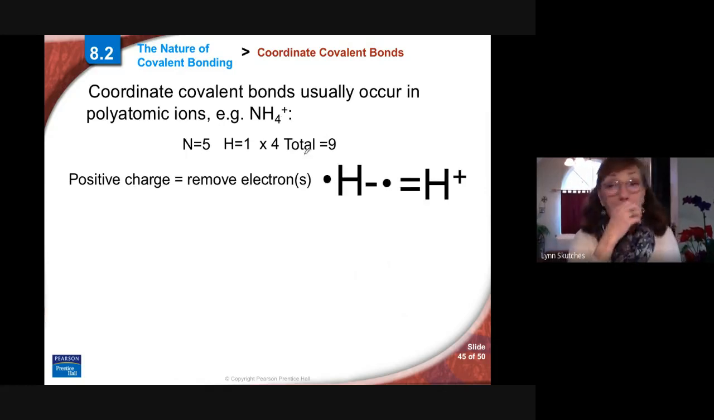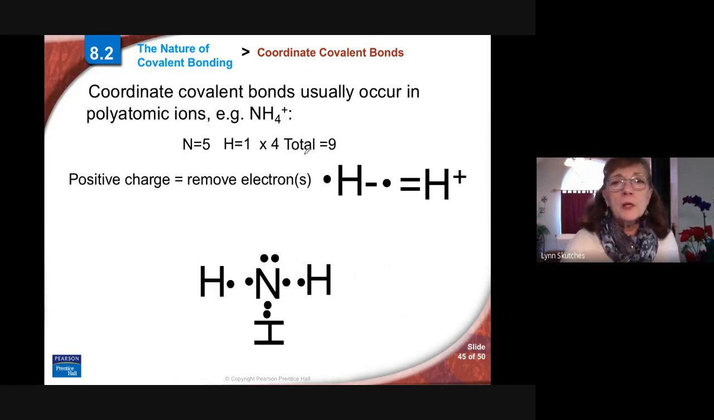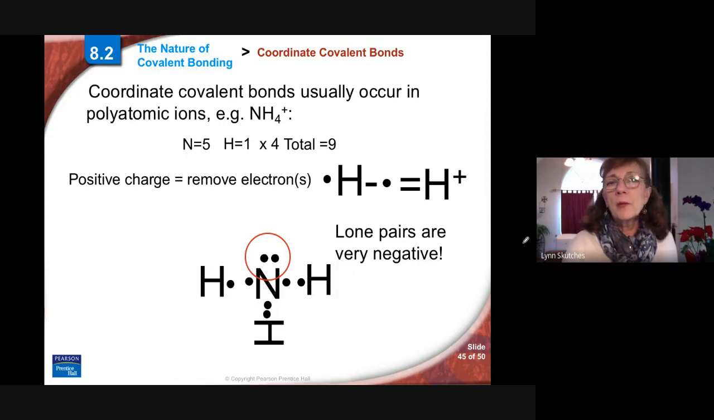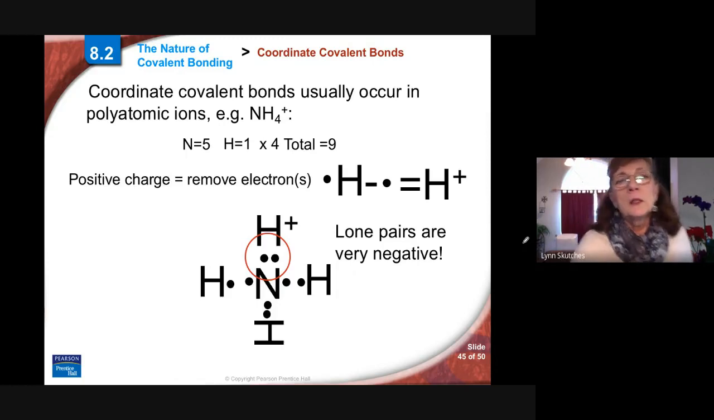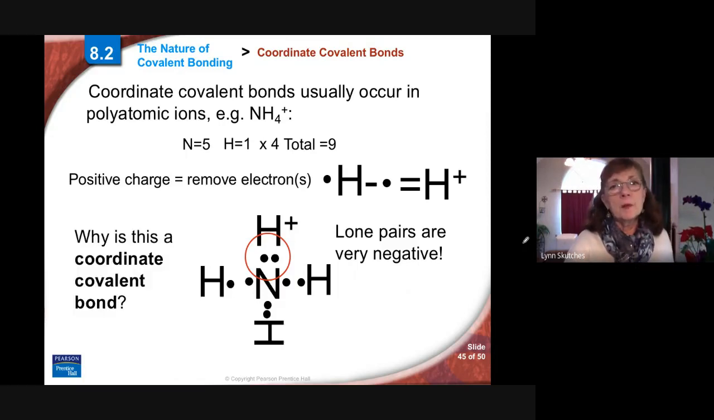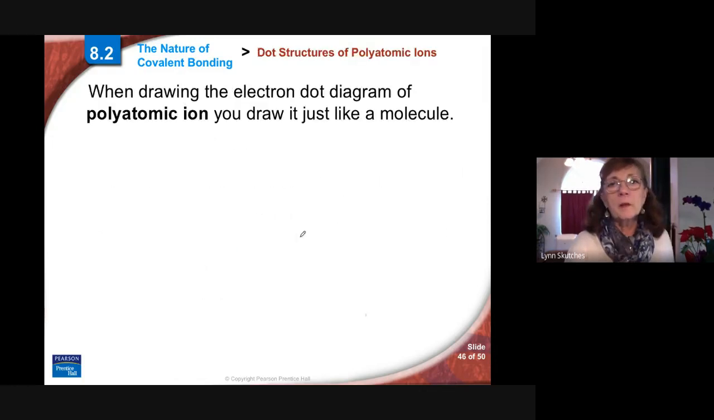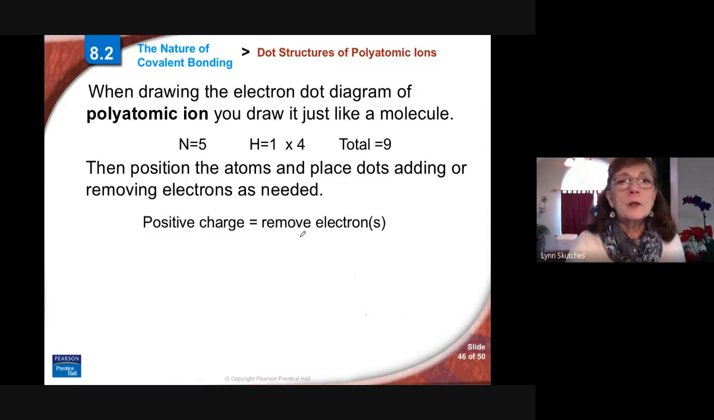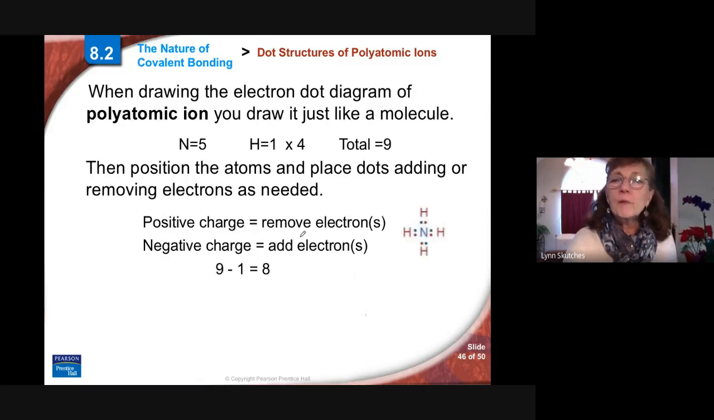Remember that hydrogen, when it loses an electron, becomes a hydrogen ion. And so normally we get ammonia. However, that hydrogen ion is attracted to those lone pairs that are very sticky, and we form the ammonium polyatomic ion. It's a coordinate covalent bond because both of the electrons are coming from nitrogen. Hydrogen, the proton here, is not contributing. Again, you just draw it like a normal dot diagram.